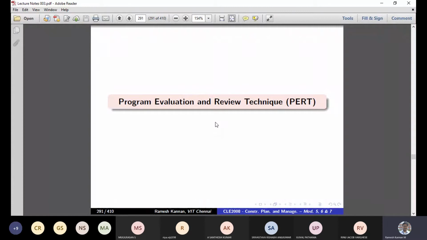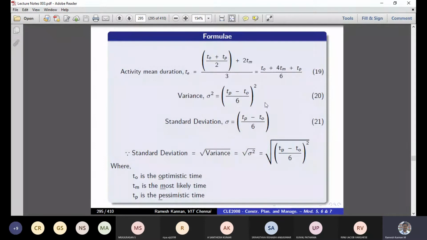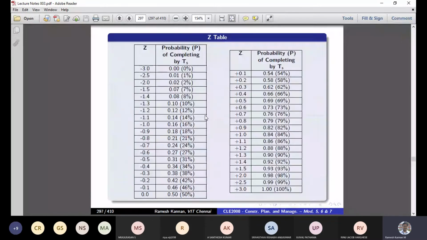Then it's very important: program evaluation and review technique, PERT. We talked about this in detail, where we have to find the equivalent time or effective time based on the three time estimates: optimistic, most likely, and pessimistic. It follows a beta distribution. We talked about the variance, standard deviation, and the probability of completion.